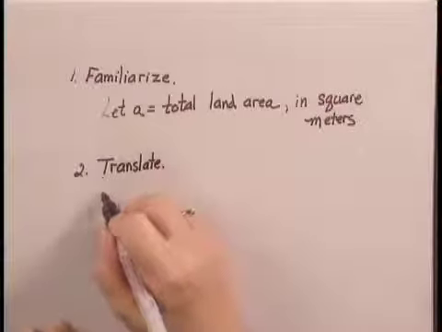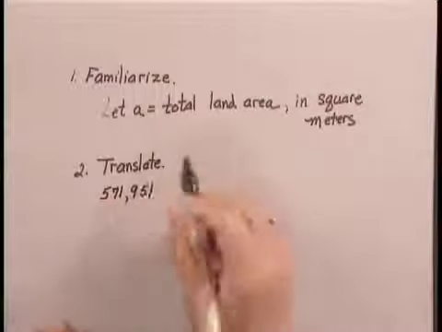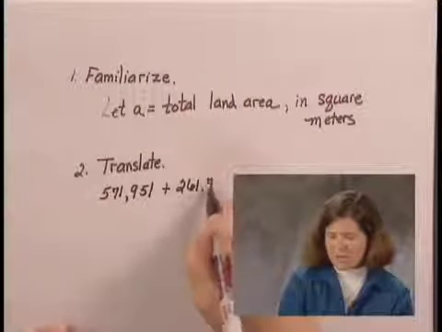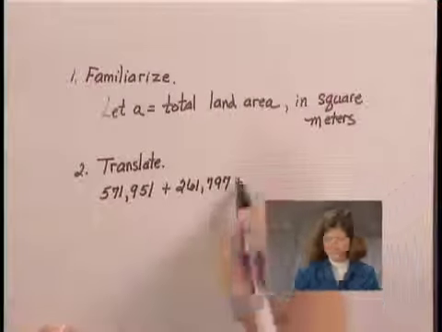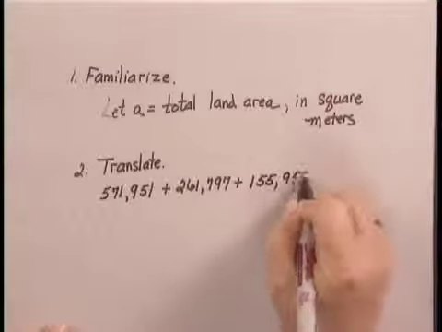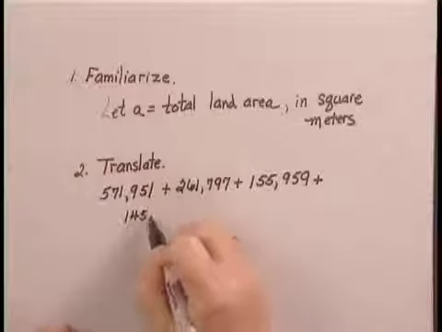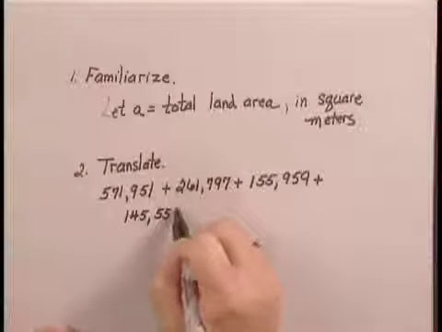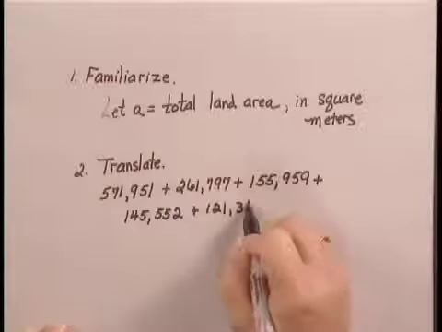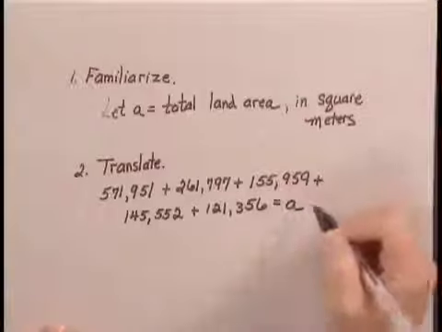The area of the first state is 571,951 square meters. The next one is 261,797. The third one, 155,959. The fourth one, 145,552. And the fifth one, 121,356. And this equals A.